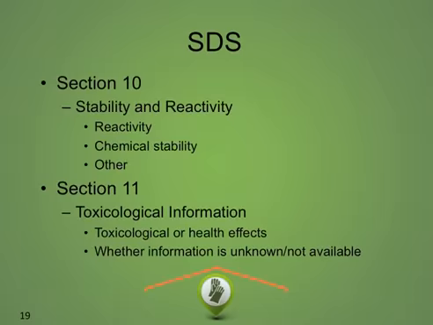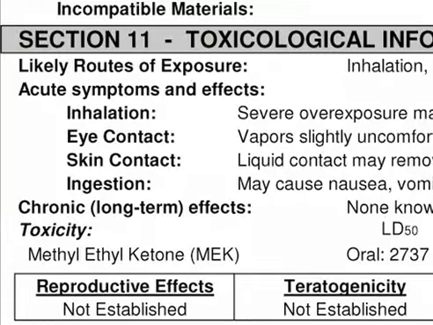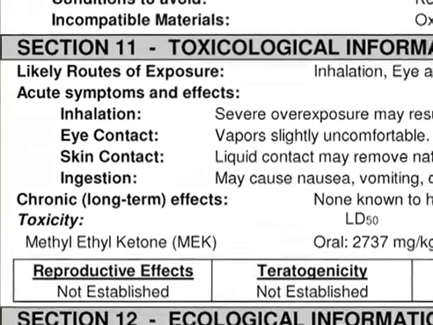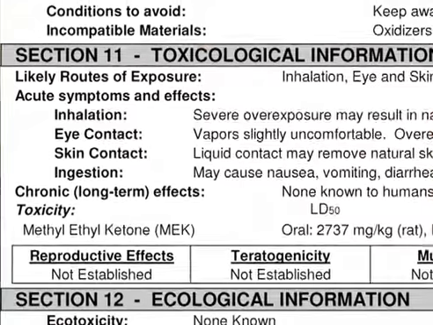Section 11, toxicological information, includes routes of exposure, related symptoms, and acute and chronic effects. Before we move on, it's important to note that OSHA will not enforce 4 of the last 5 sections found in the SDS, Sections 12 through 15, because these sections fall within other agencies' jurisdictions.